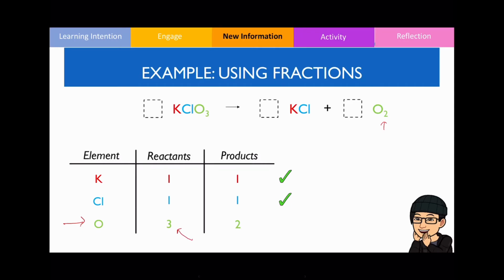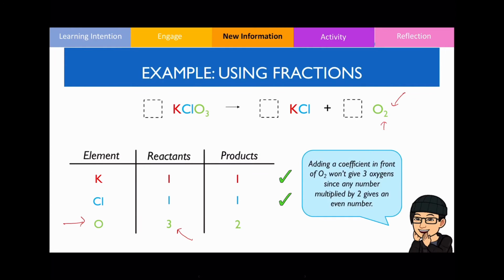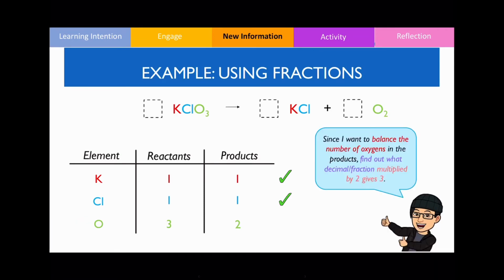So any whole number integer multiplied by 2 won't give you 3 at all. So that's what I mean by adding a coefficient in front of O2 won't give 3 oxygens, since any number multiplied by 2 will give you an even number. So what you need to do instead is think of a decimal or fraction that, when multiplied by this 2 over here, gives you an answer of 3.